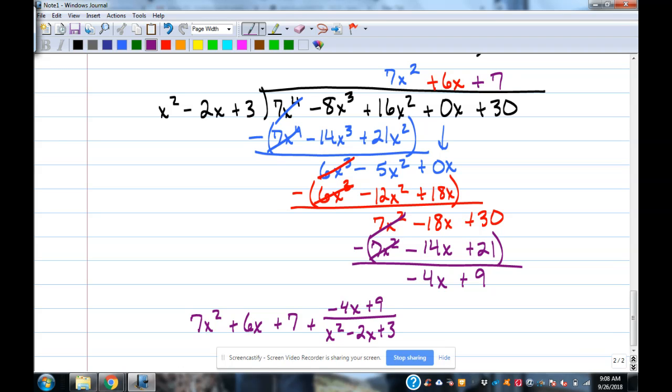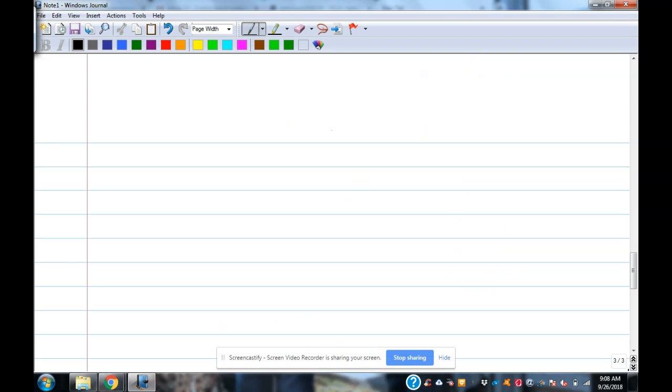This part is the quotient. This part is the remainder. Okay. The way we write it polynomial style is this, like that. All right. Long division, fun stuff. Let's talk about synthetic division.